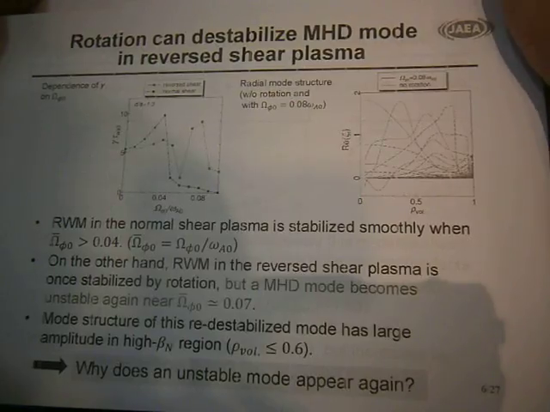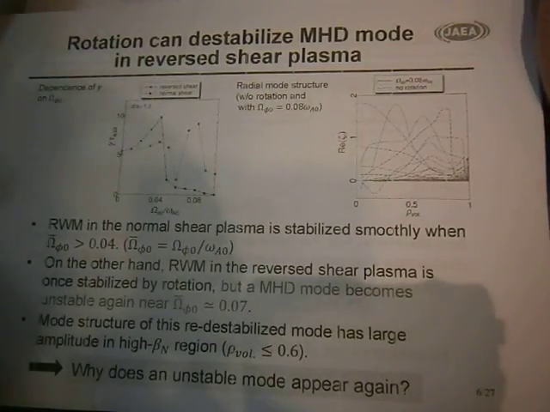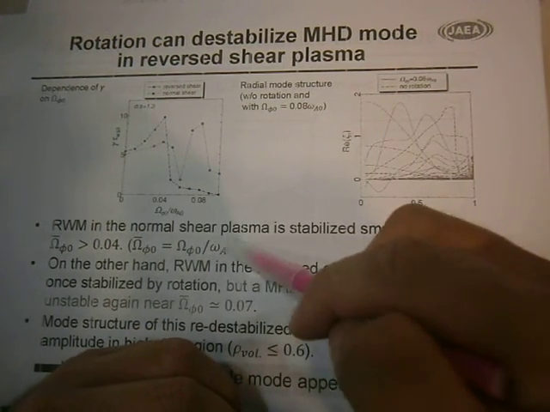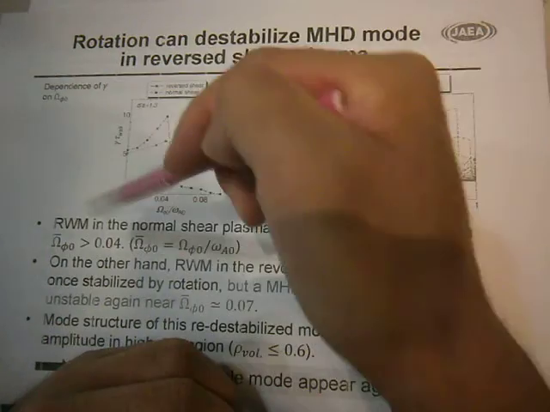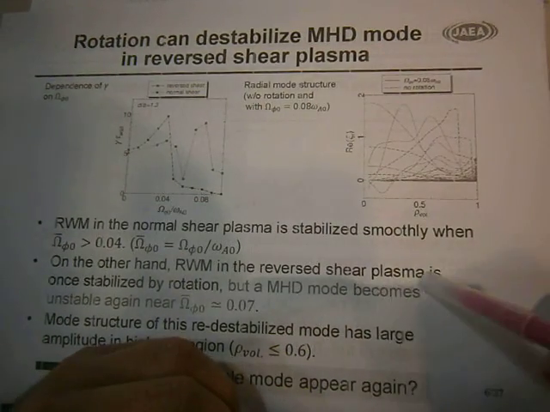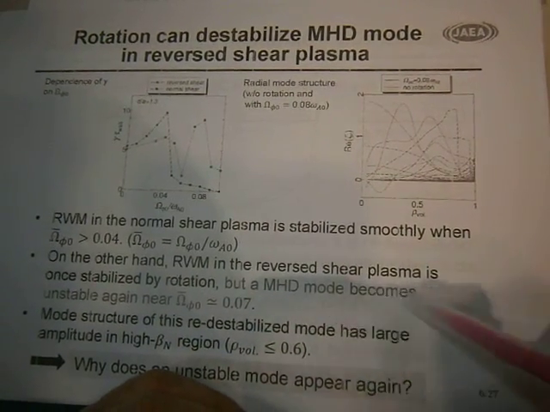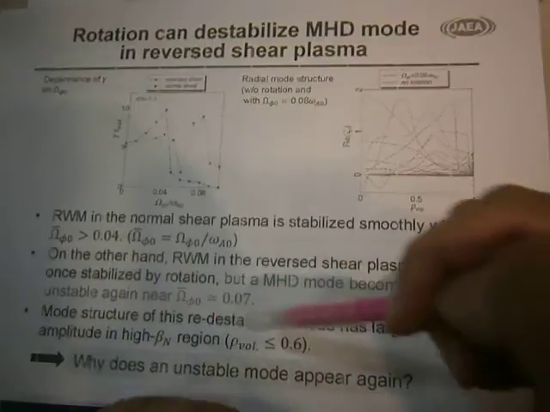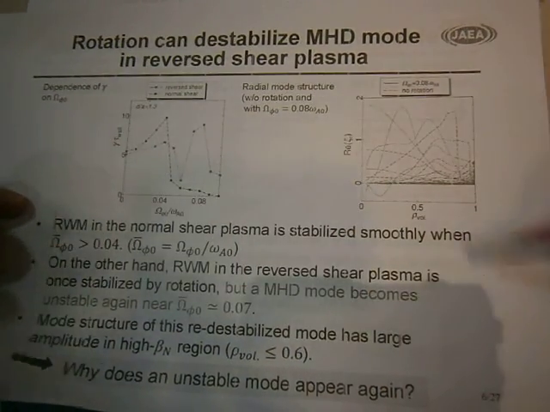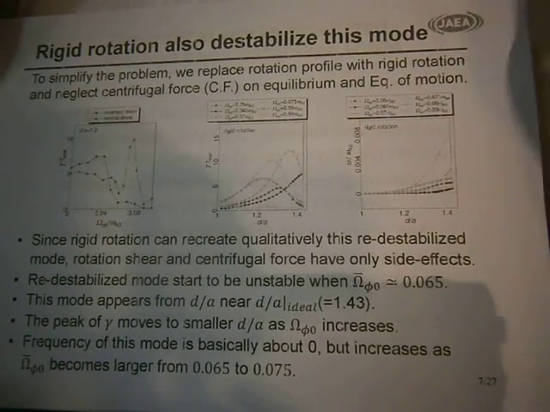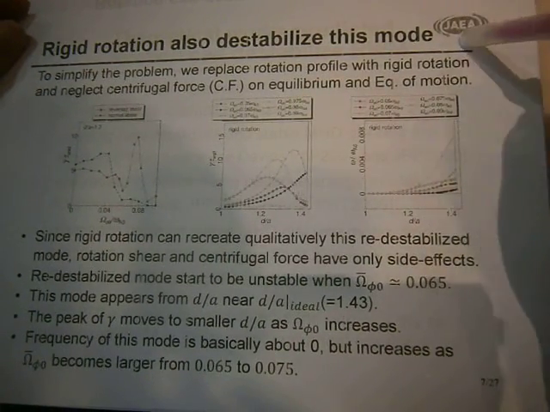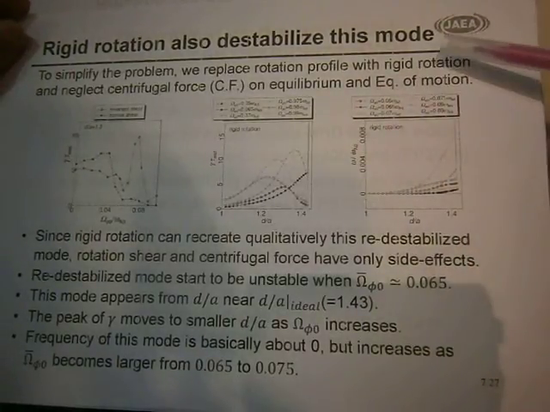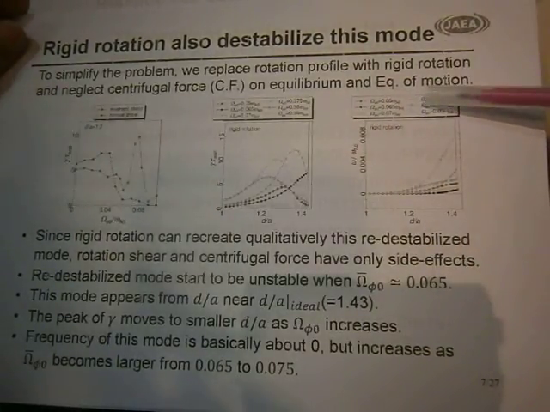rotation can distribute the MHD mode in the revolution shell. The mode rotation structure due to the normal shell: the plasma is stabilized smoothly. On the other hand, for the RWM, the revolution plasma is once stabilized, the rotation emission mode becomes the additional energy needed, and the full structure is the distribution mode. The new transfer from the ion leads the rotation and distribution, and a simple problem will replace the rotation with the rigid rotation and neglect the configuration for the equilibrium of the motion.